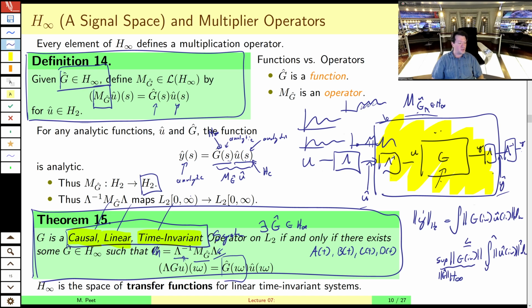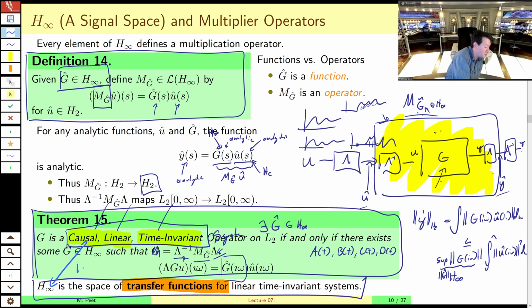a transfer function which allows you to represent that system through multiplication by that transfer function. And so when we talk about H infinity, we usually think the most useful interpretation of H infinity is that set of transfer functions. Because now we've essentially shown that there's a one-to-one map between H infinity and causal linear time invariant systems, and that it is invertible. So for any causal linear time invariant system, we can define a transfer function, and for any transfer function, we can define a corresponding causal linear time invariant system.